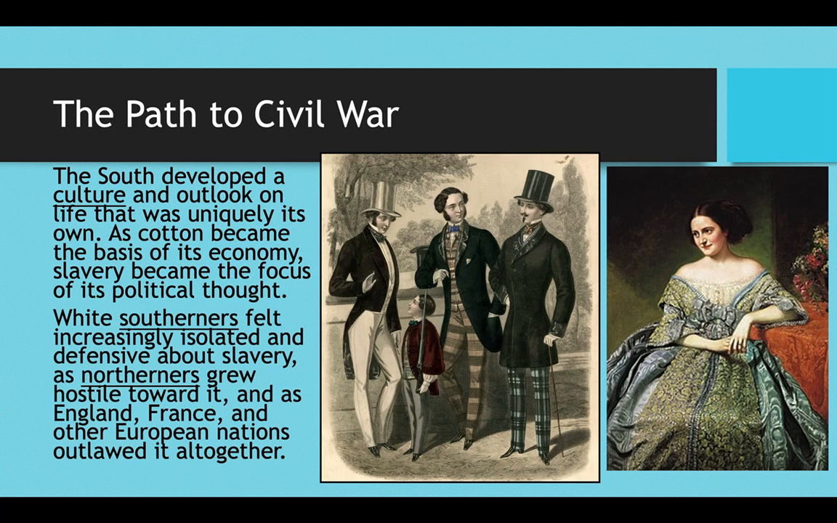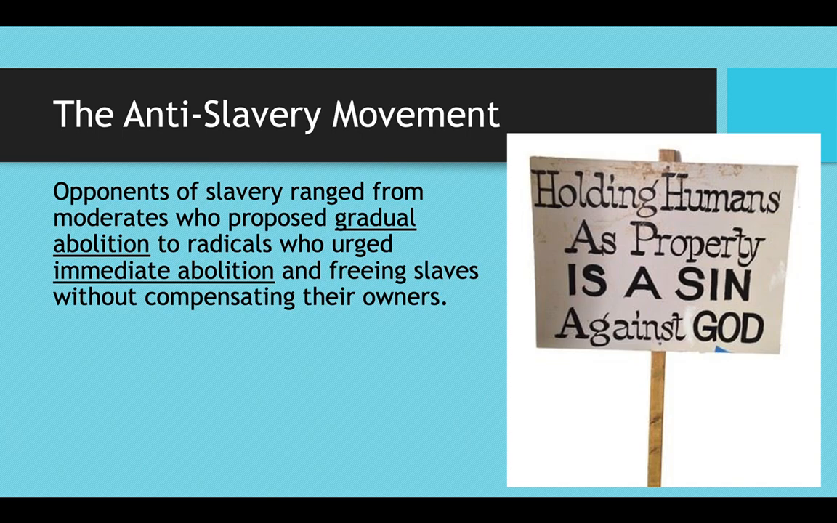So white Southerners felt increasingly isolated from the rest of the country and the rest of the civilized world, really. And therefore, they became increasingly defensive about slavery. The closer and closer abolition came, the more bizarre and extreme the defenses of slavery got. And Northerners continued to grow more hostile towards slavery, and then other allies like England and France, other European nations, had outlawed it altogether. And so the South really felt the walls closing in upon them, and therefore became even more defensive and even more adamant about the necessity to keep slavery.